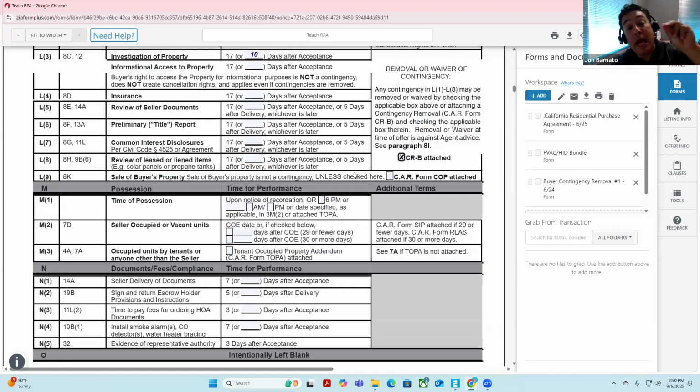So the one way you can avoid that right of rescission is the buyer signs the seller disclosures and TDS prior to the contract. Can you say that again, please? You cut out real quick. The buyers sign the seller disclosures, TDS, SPQ, HOA docs, all that stuff prior to the contract.